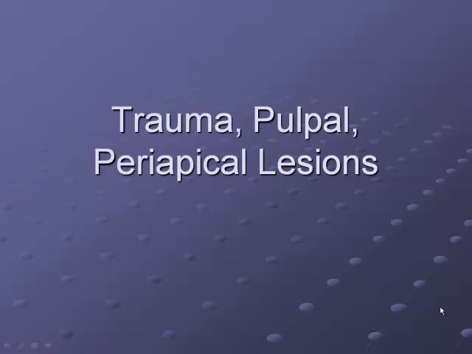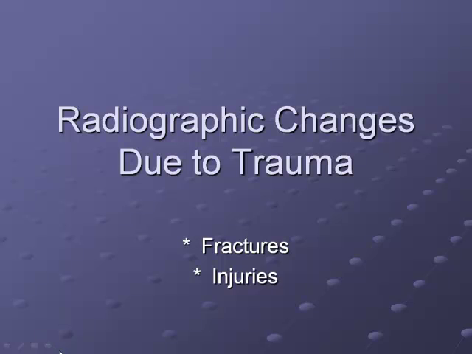Today, we will discuss Chapter 23, page 149 in your text, Trauma, Pulpal, and Periapical Lesions. Radiographic changes due to trauma are a result of fractures or injuries. Fractures of teeth, especially anterior, are very common. The two most common injuries observed on dental radiographs are fractures of facial bones and teeth.